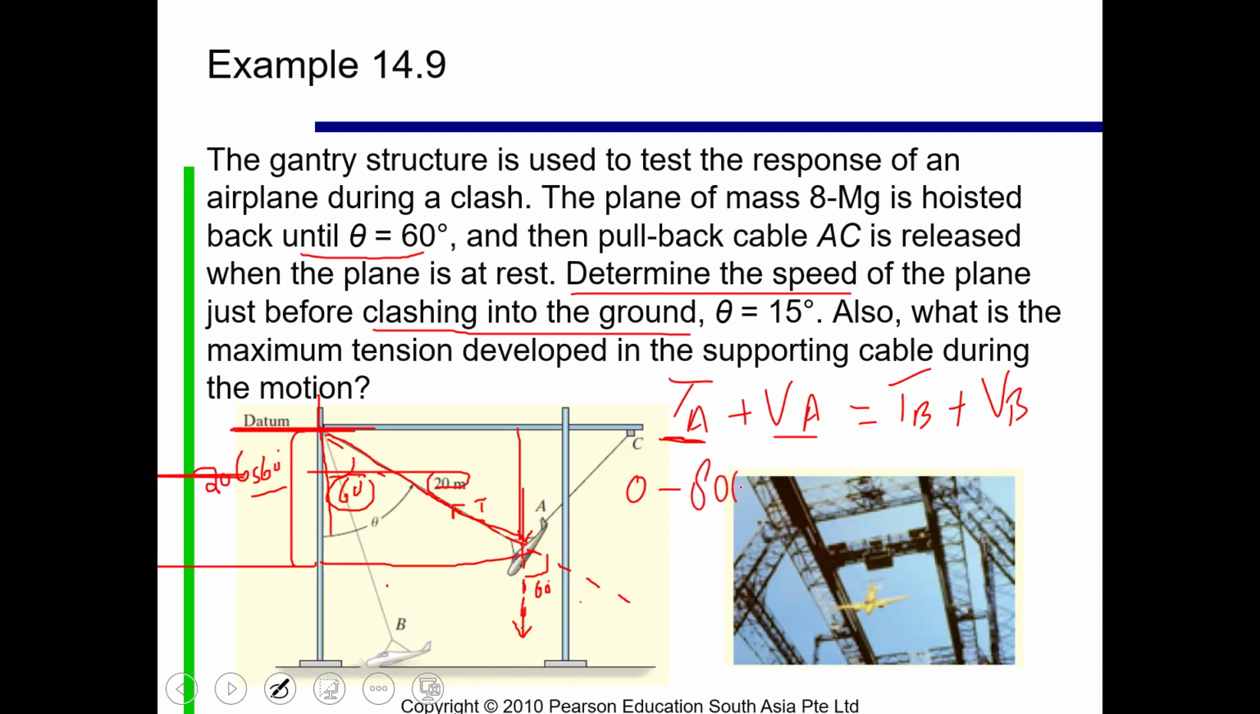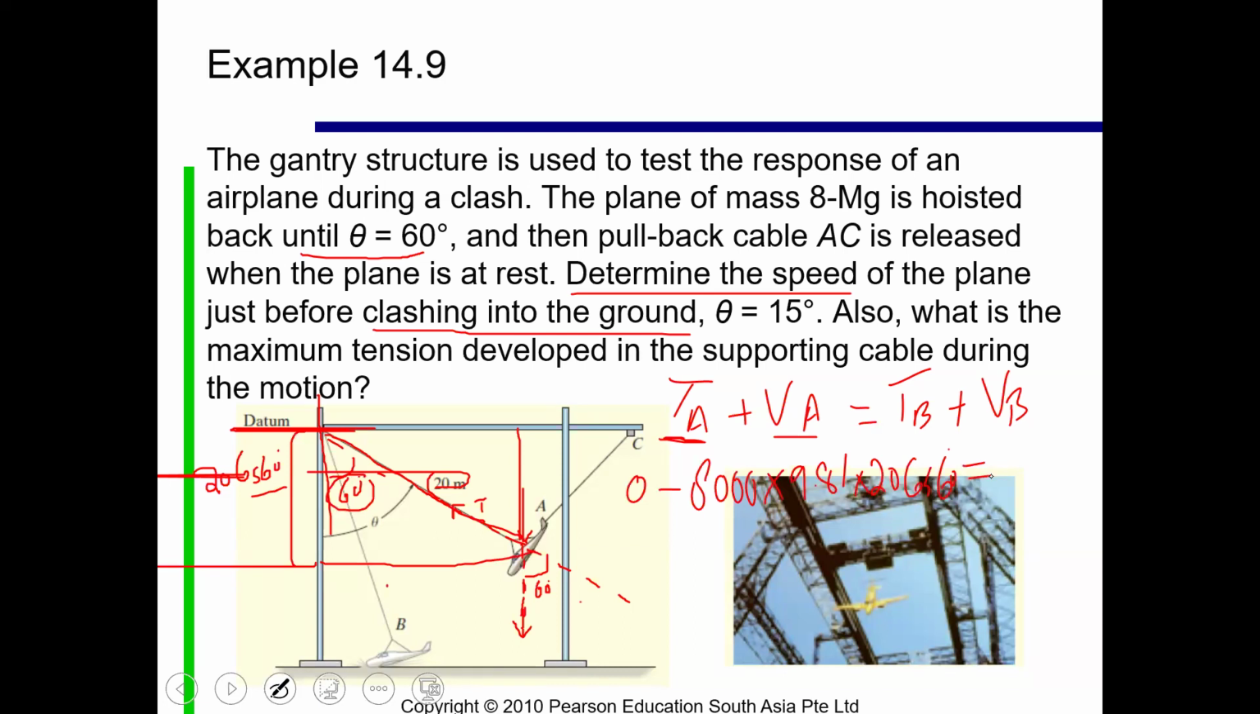mass 8,000. Its weight is technically mg, so 9.81. And the distance is equal to 20 cos 60. Is there any other thing you need to write for state A? No, right? This is done. Then, students, you need to write the state for B.